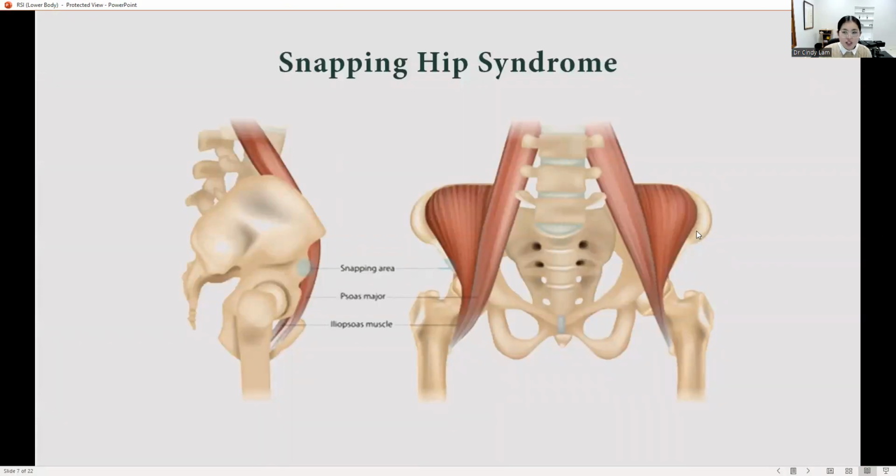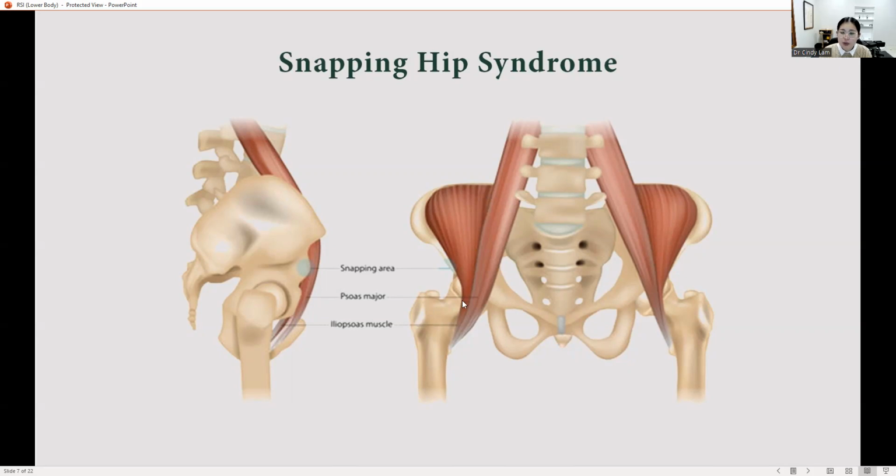So the first condition I'll be talking about today is snapping hip syndrome. So what snapping hip syndrome is, when you move your hip, I'll show you like this, you'll hear a click or a pop, and that sound comes from one of 2 muscles. So one muscle could be the ITB, which runs along the side of the hip here, and it flicks over when it's tight over this greater trochanter, the bony part of the side of your hip.